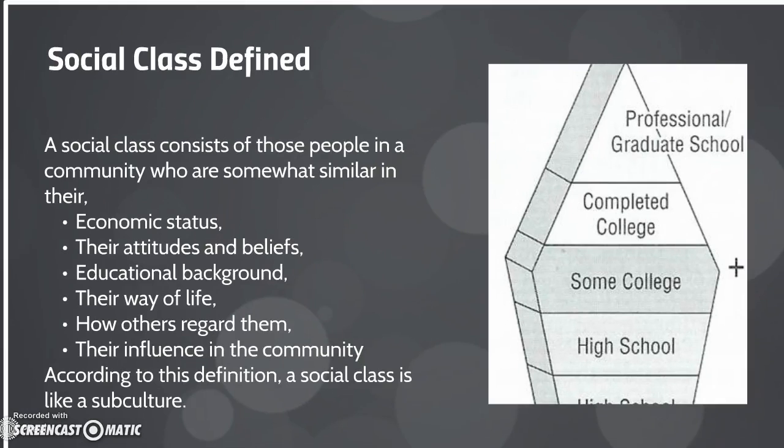A social class consists of those people in a community who are somewhat similar in their economic position, their attitudes and beliefs, educational background, their way of life, how others regard them, their influence in the community. According to this definition, a social class is like a subculture.